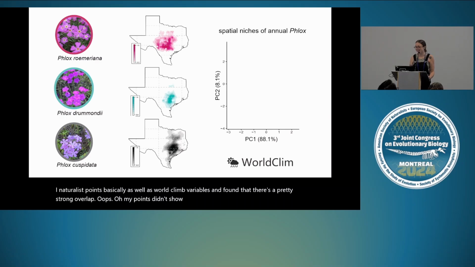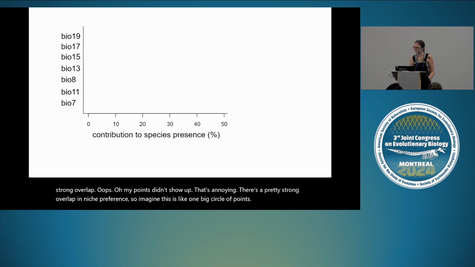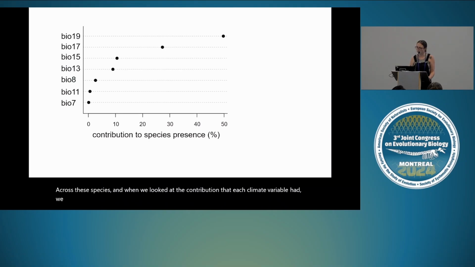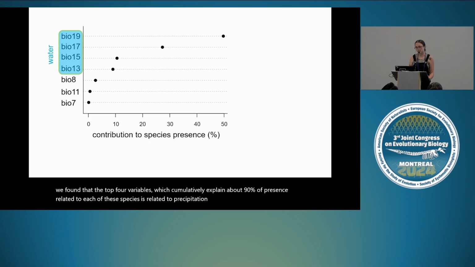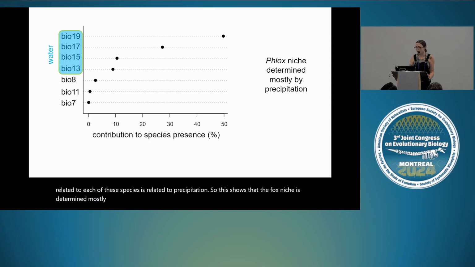That's annoying. There's a pretty strong overlap in niche preference. So imagine this is like one big circle of points across these species. And when we looked at the contribution that each climate variable had, we found that the top 4 variables, which cumulatively explain about 90% of presence related to each of these species, are related to precipitation. So this shows that the phlox niche is determined mostly by water.